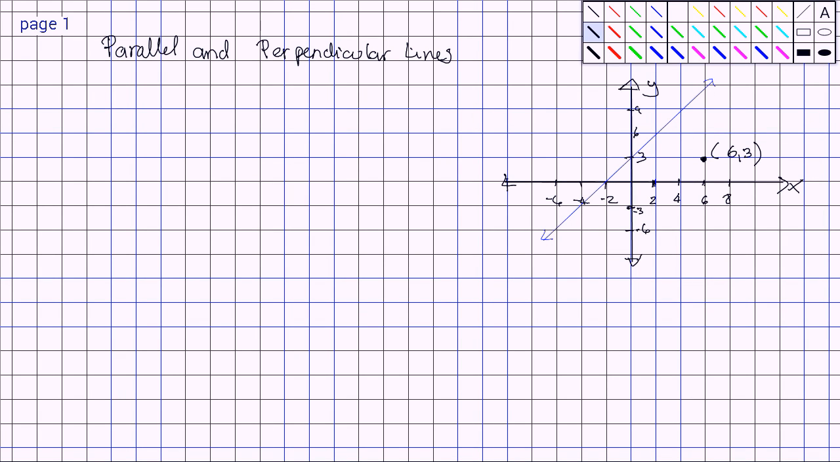In this section of 1.4, we will be talking about parallel and perpendicular lines. Let's start by talking about parallel lines.